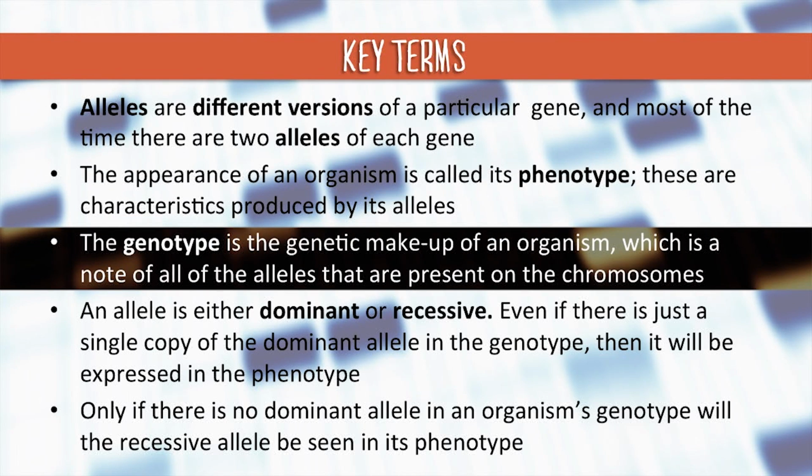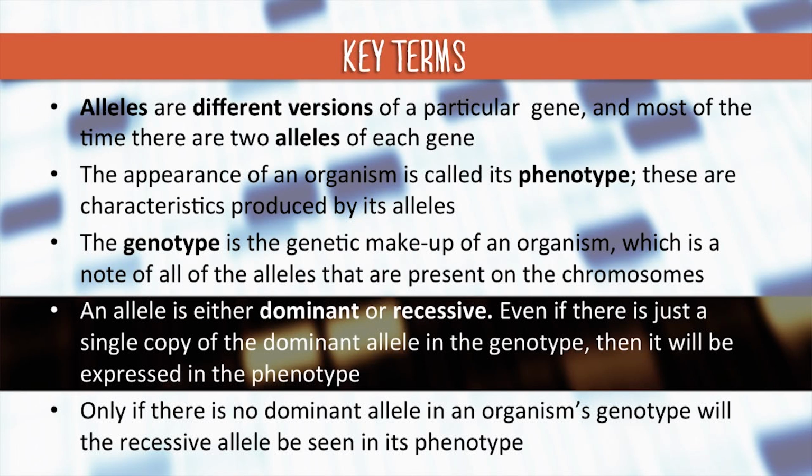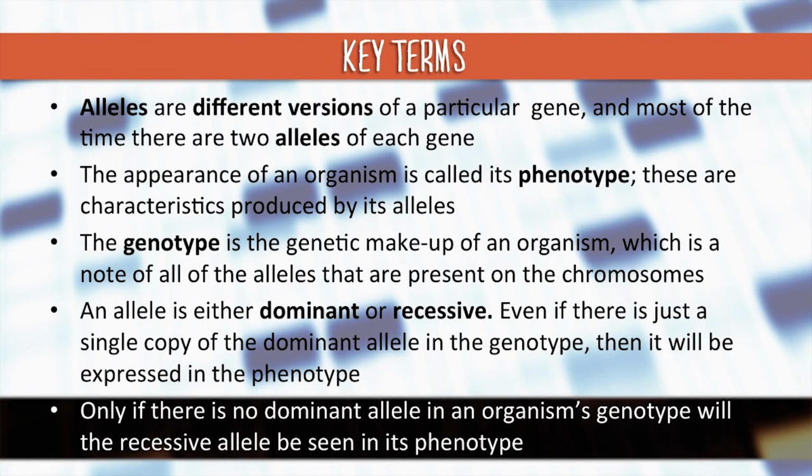The genotype is the genetic makeup of an organism, which is a note of all of the alleles that are present on the chromosomes. An allele is either dominant or recessive. Even if there is just a single copy of the dominant allele in the genotype, then it will be expressed in the phenotype. Only if there is no dominant allele in an organism's genotype will the recessive allele be seen in its phenotype.